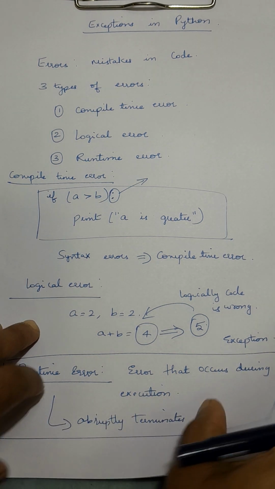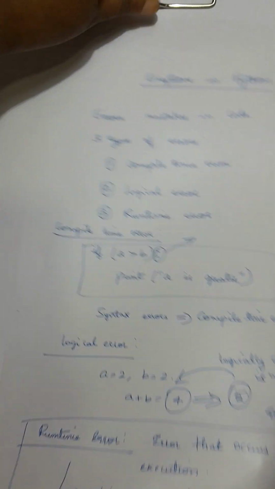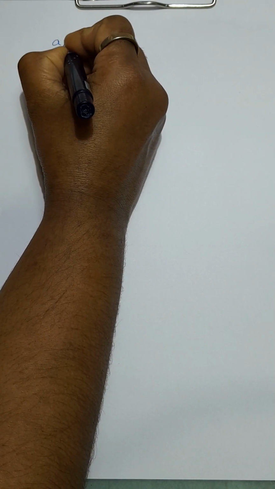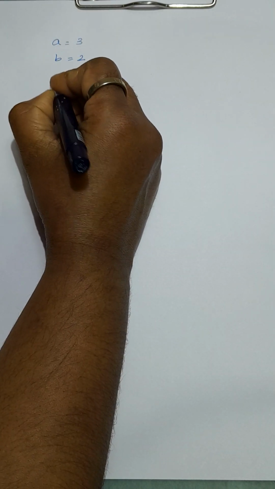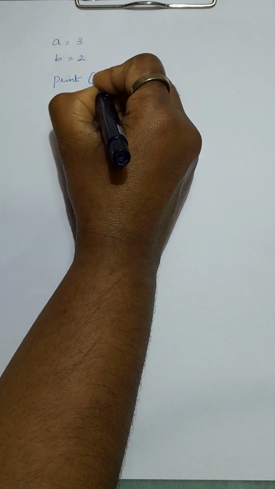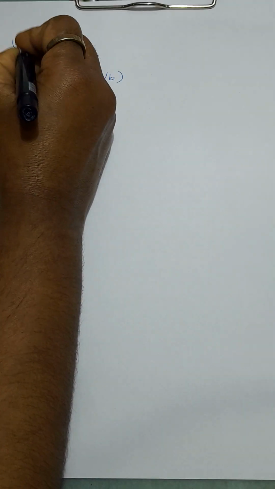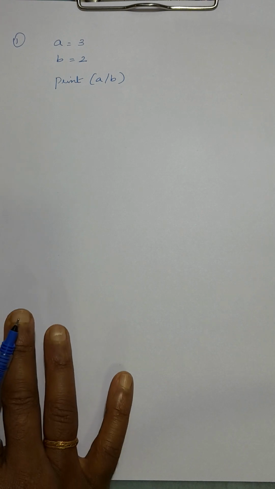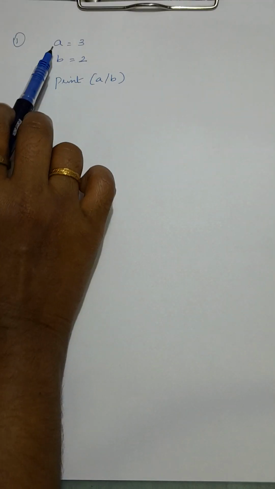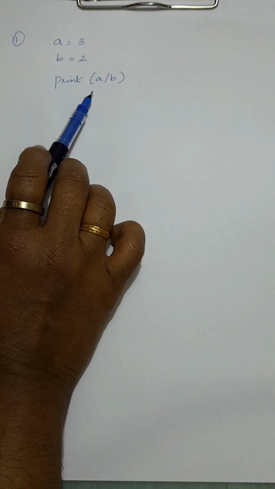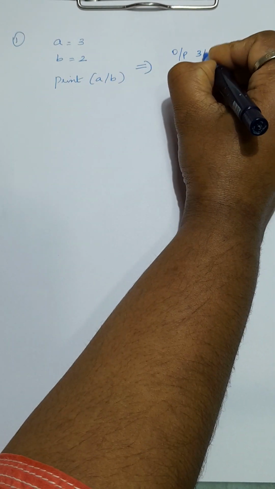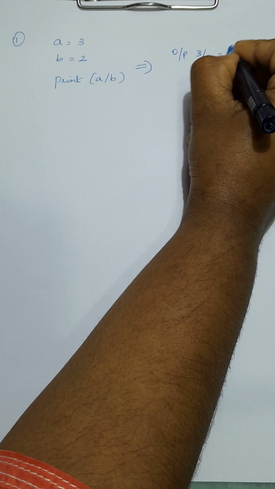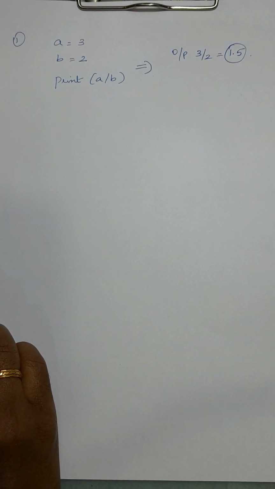Okay, now let me teach you with an example program. Suppose the code A is equal to 3, B is equal to 2. I want to print A divided by B. The first example. If this is the part of the code that I have, what is the output that I'll get for this particular code? It is 3 divided by 2, 1.5. So I get the answer as 1.5.